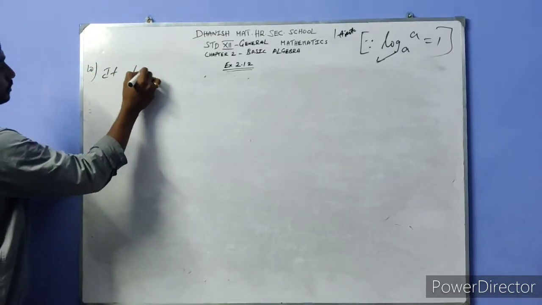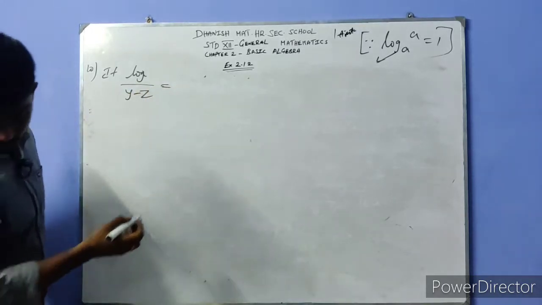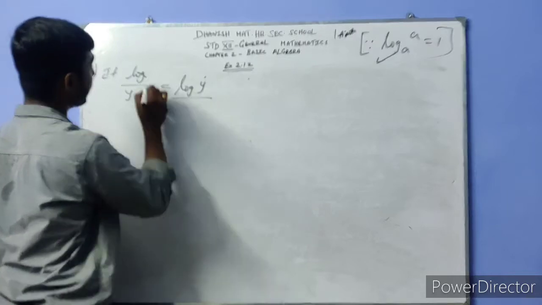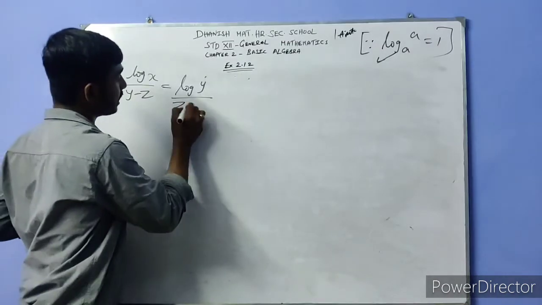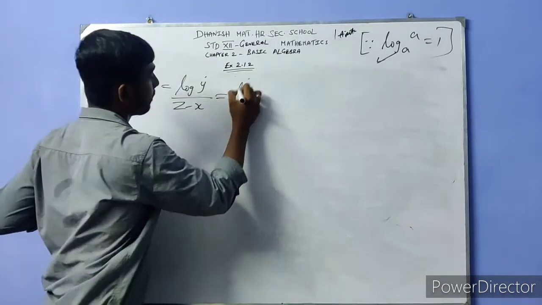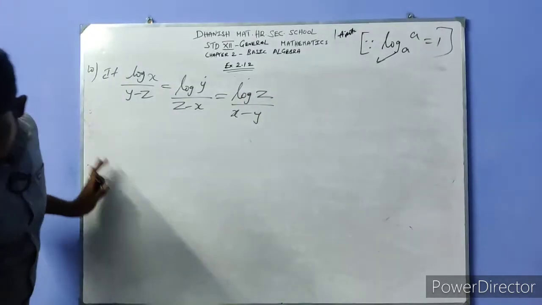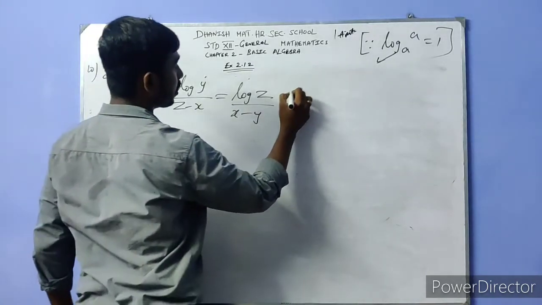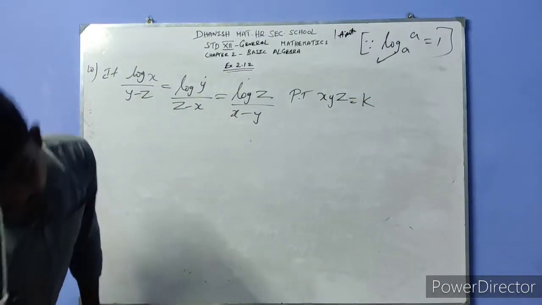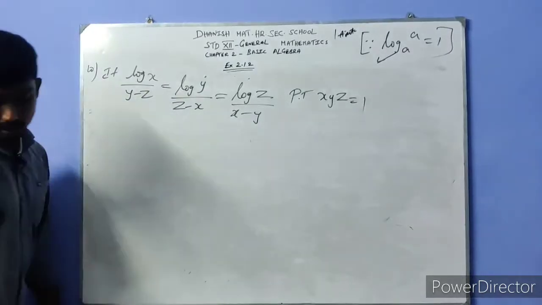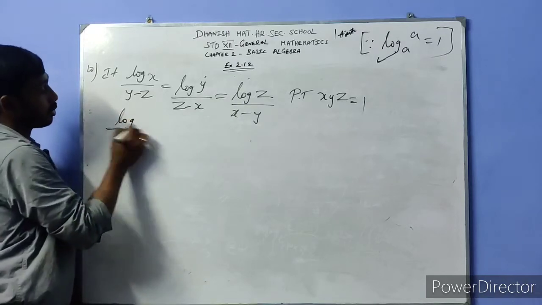If log x divided by y minus z equals log y divided by z minus x equals log z divided by x minus y, then prove that xyz equals 1. Now I am using a constant value here, so I am using k as a constant for this one.